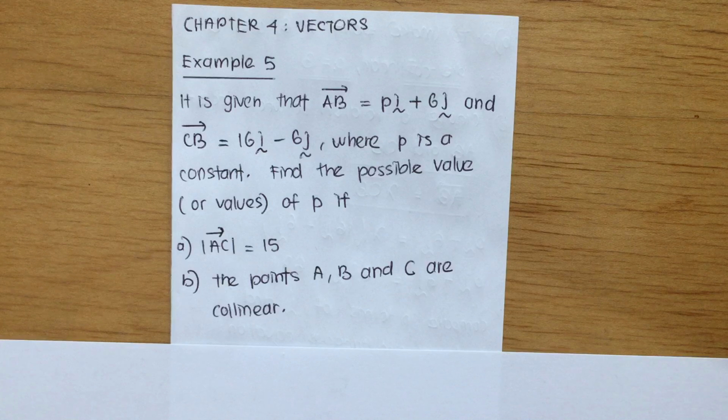Alright guys, without further delay, let's jump to the question now. It is given that vector AB is equals to Pi plus 6j and vector CB equals to 16i minus 6j, where P is a constant. Find the possible value or values of P if magnitude of vector AC is equals to 15. The points A, B and C are collinear.